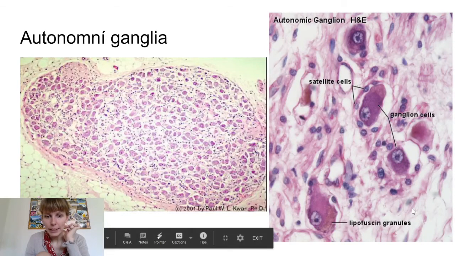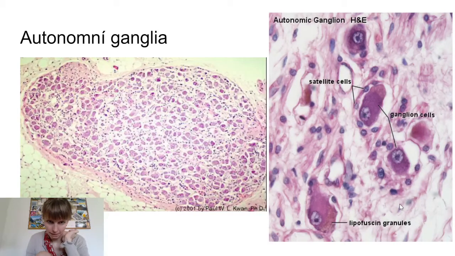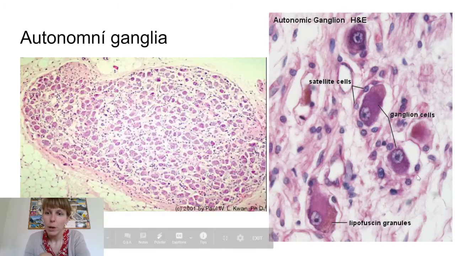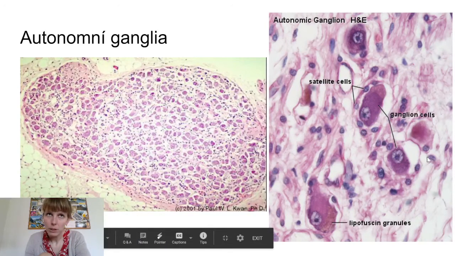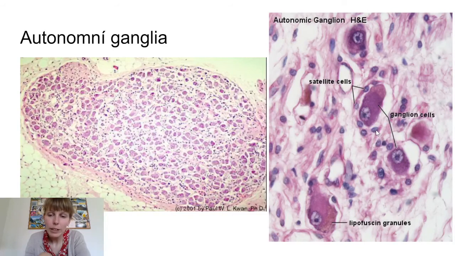So satellite cells will be the glial cells in the autonomic ganglion, and apart from that, you will also see the non-myelinated axons of the ganglion cells. So it's the autonomic nervous system. Think about modulation of internal organs, so we don't need very fast reactions. We can not spend too much energy and just carry the information more slowly. So non-myelinated axons will be here as well. We will take a look.